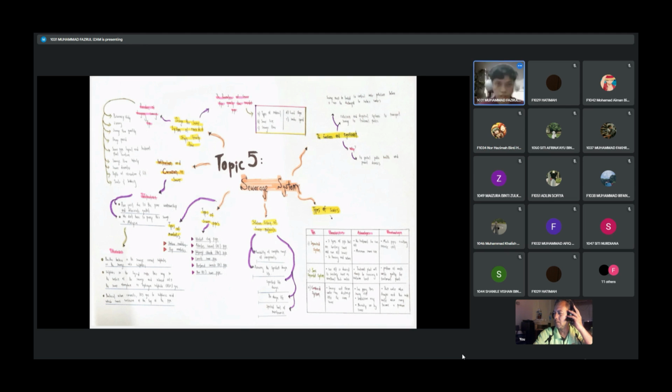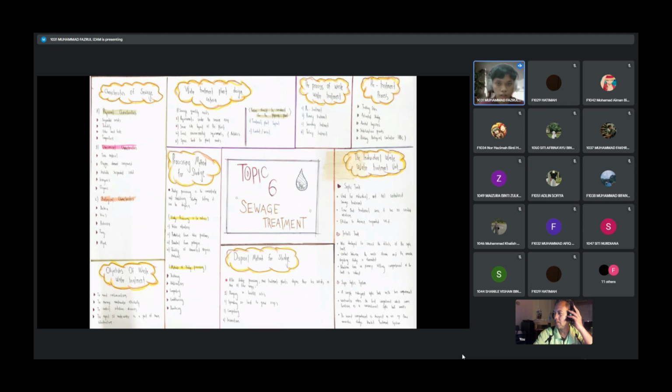gravity flow rounded. And then we will move on to the last subtopic, that is called the sewage treatment. In this topic, there are 3 subtopics. First one is called characteristic of sewage. Characteristic of sewage is divided into 3 characteristics, which are the physical characteristic, chemical and biological characteristic. And then we move on to the next topic, which is the design criteria for treatment plant.